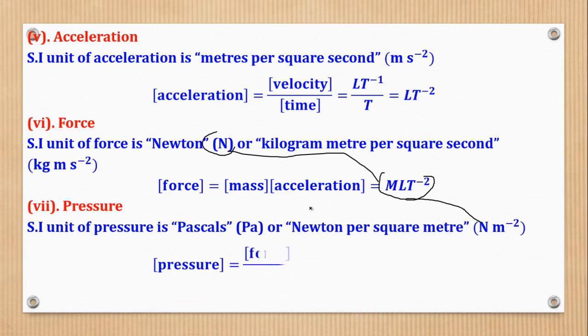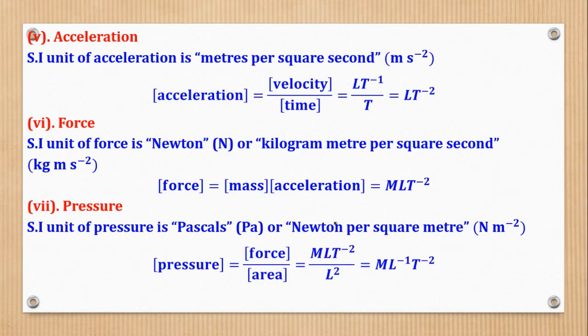But if you want, you can get it from force over area, where force is this and area is L squared. I think you remember the dimension for area. Then from the laws of indices, when this one goes up, it becomes L to power negative 2, but there is also L to power 1. So L to power 1 times L to power negative 2, same base, you add the powers. So 1 minus 2 gives you negative 1. That is why you're seeing here negative 1 on L.